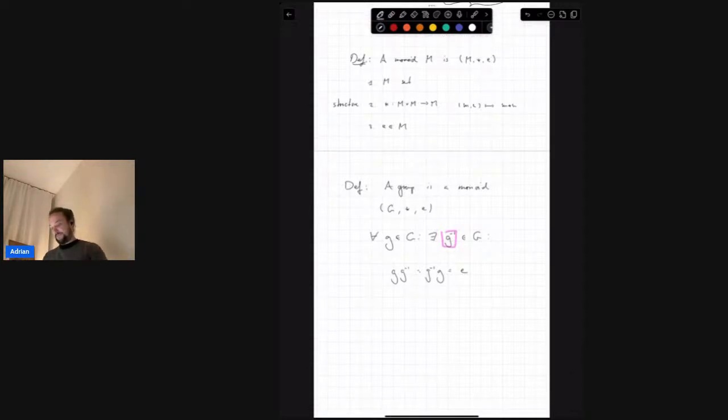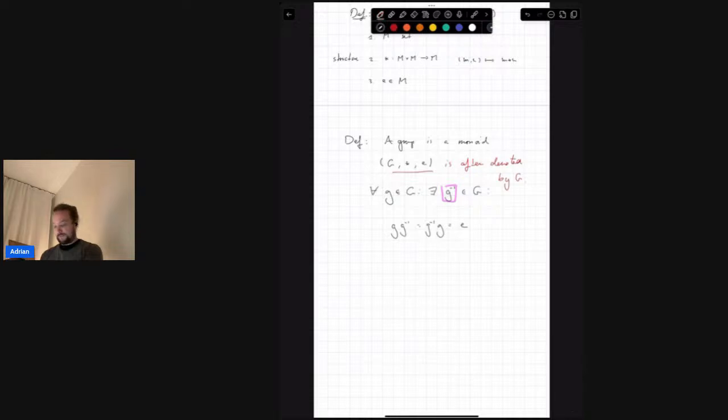And then, by definition and as above, this triple here is often denoted just by G.